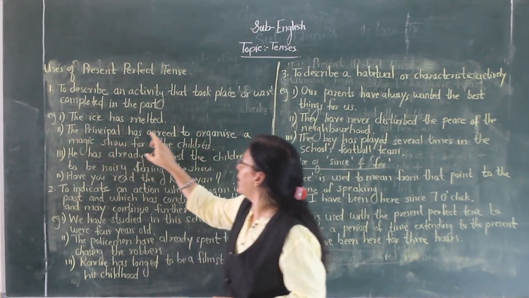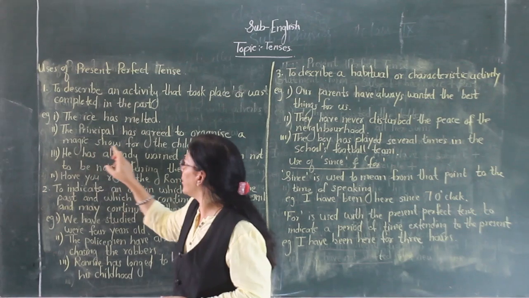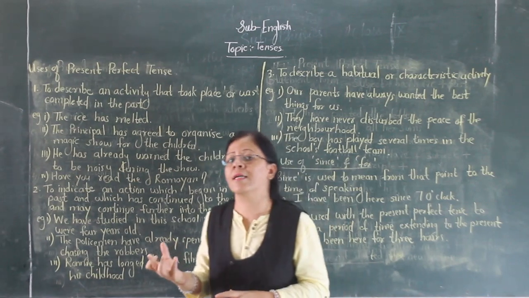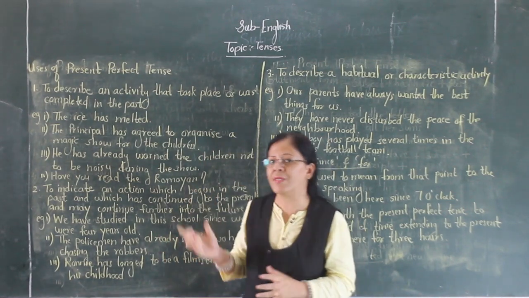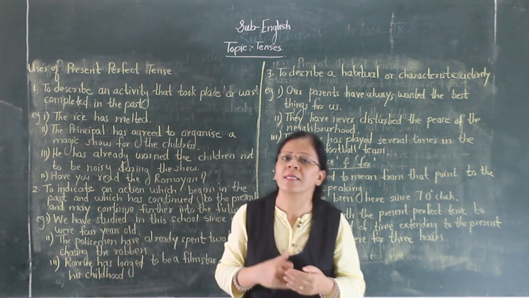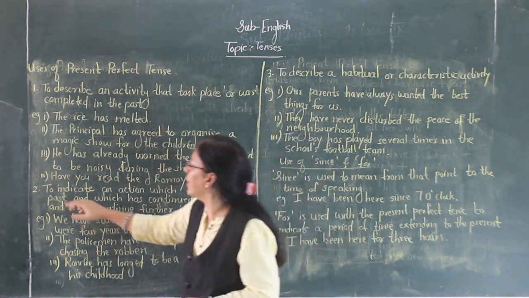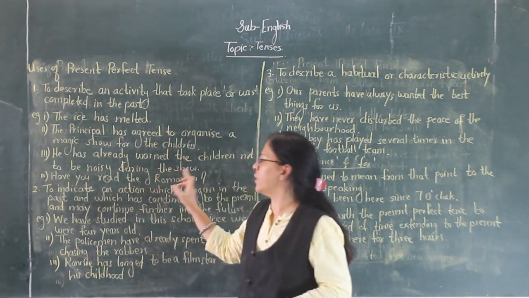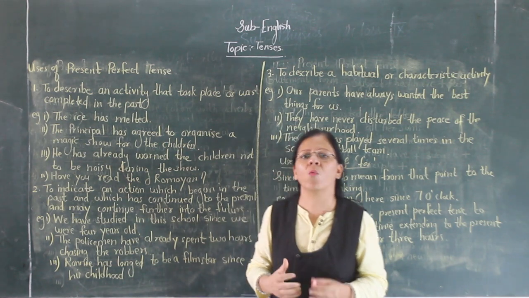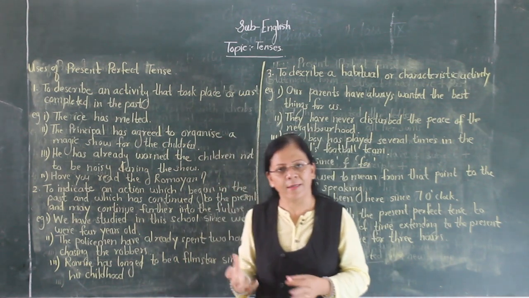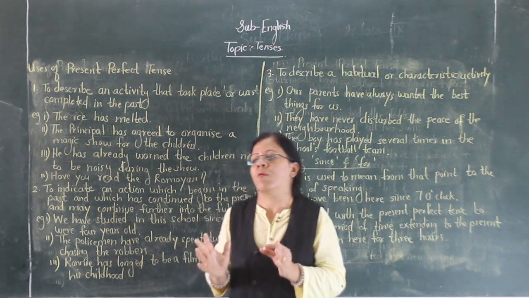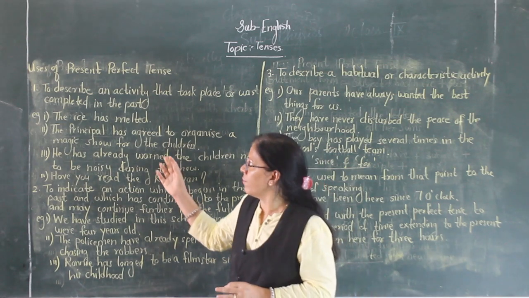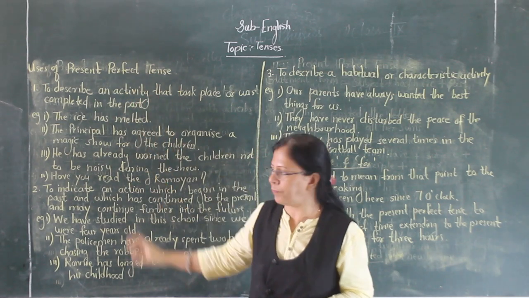Second example, the principal has agreed to organize a magic show for the children. So already the principal has agreed. When? Don't know. The time is not specified, but the action is completed in the past. Next, he has already warned the students not to be noisy during the show. So already the warning has been given. The time is not specified. Here, the more emphasis is given on the action. So for that, we use present perfect tense.